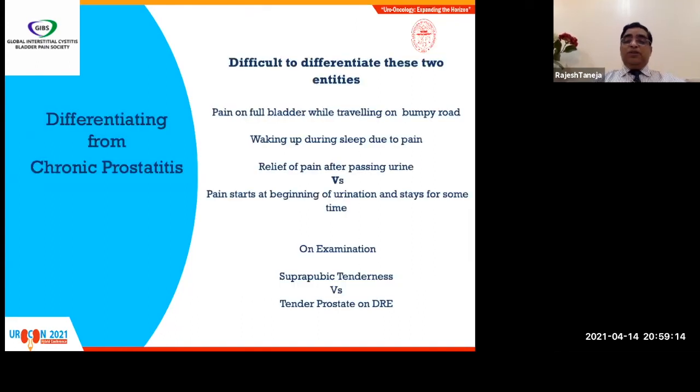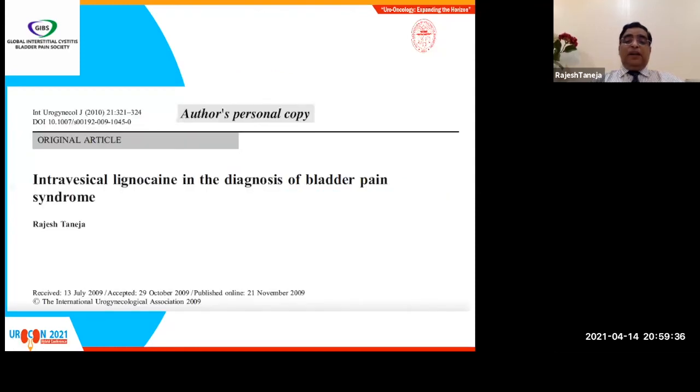Differentiating from chronic prostatitis could be difficult, but I can tell you that if the pain starts at the beginning of the urination and stays for some time, it is likely to be chronic prostatitis. And on examination, suprapubic tenderness is more commonly seen in a bladder pain syndrome, and a DRE may show a tender prostate in a male in such a patient. And if there is still some doubt, we can instill intravesical lignocaine. If it takes away pain instantly, then perhaps the pain is coming from the bladder.